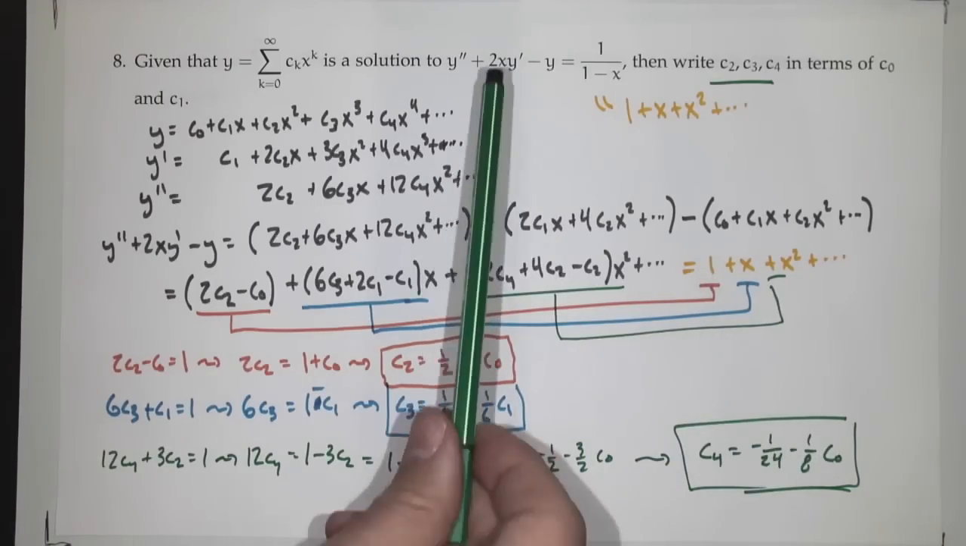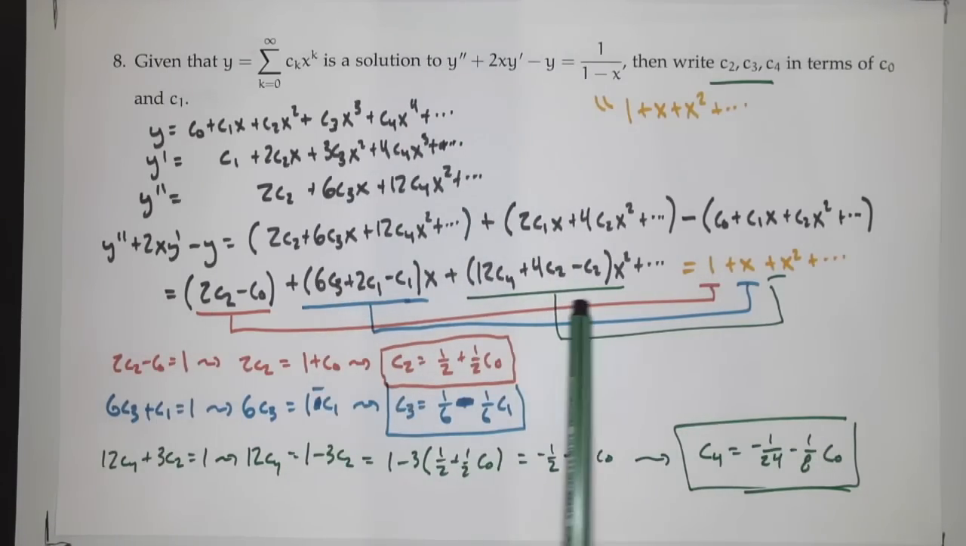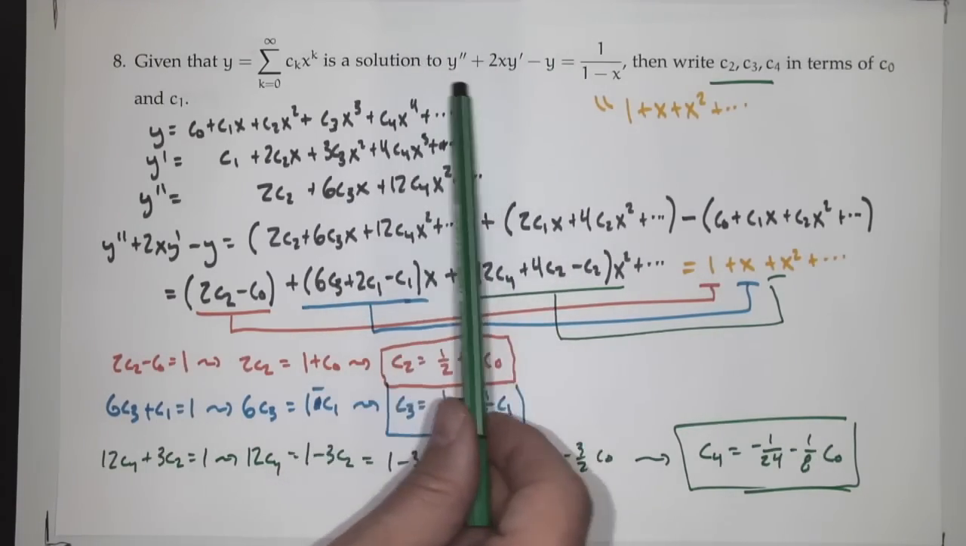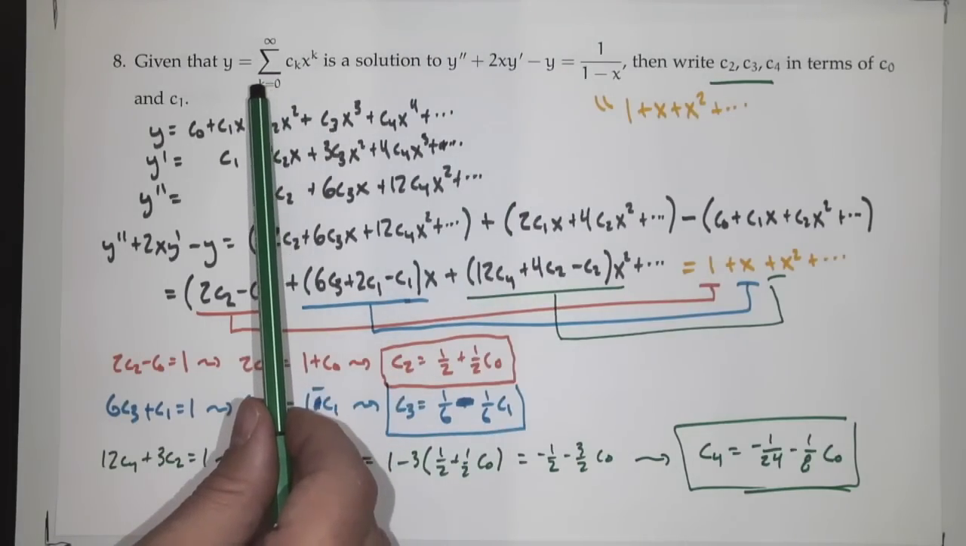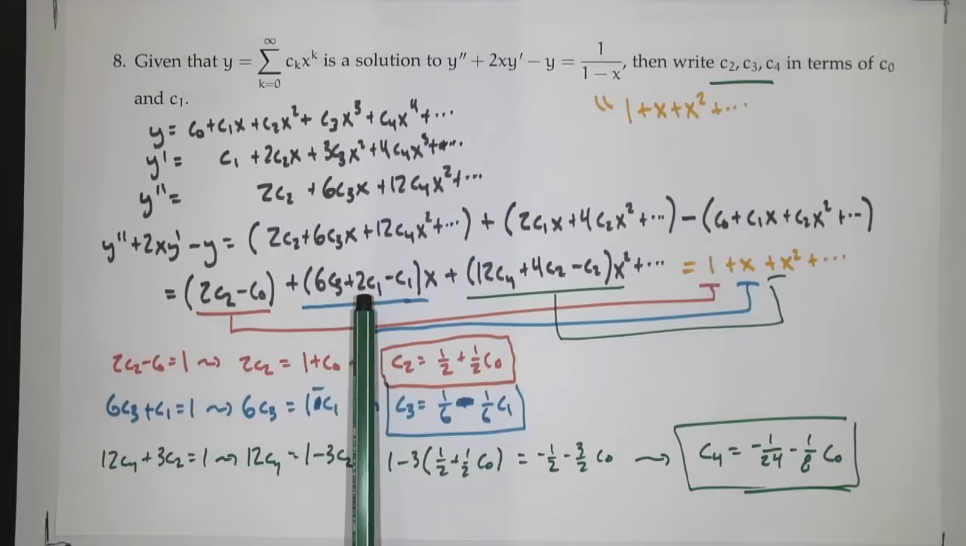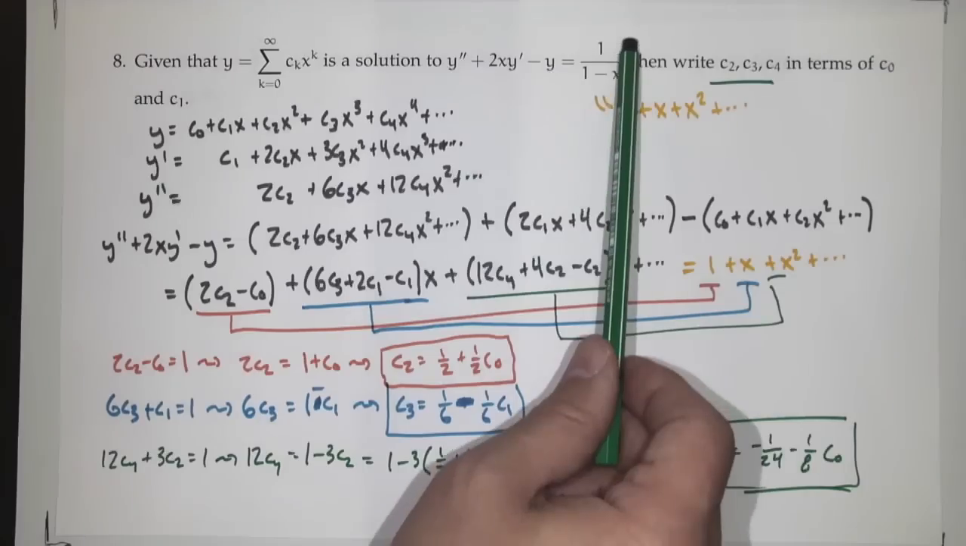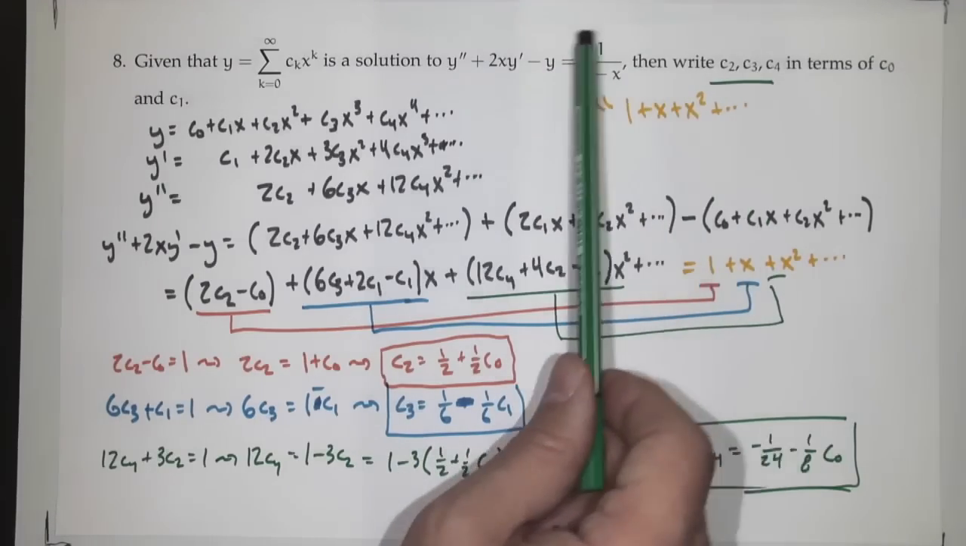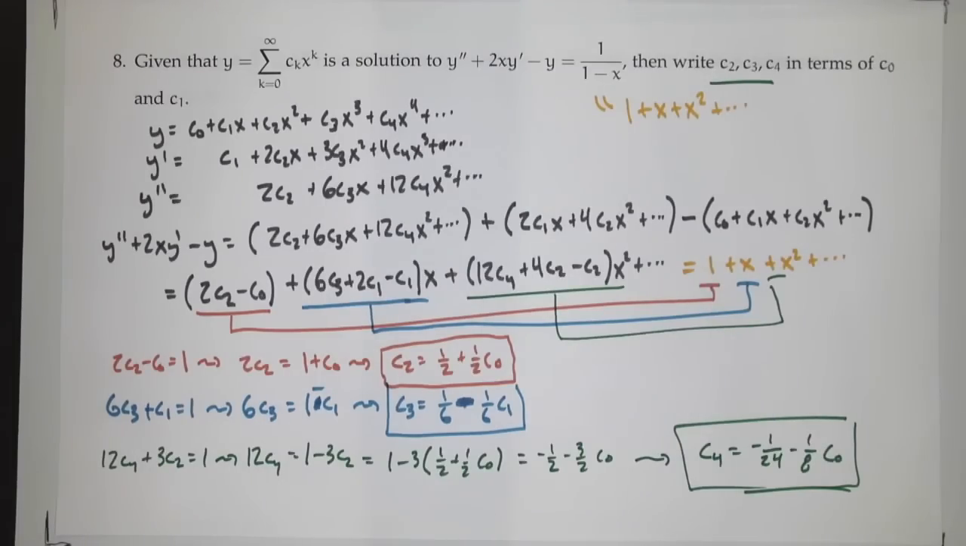Yeah. Well, because this left-hand side is what you get when you plug in y equals this into this expression and gather your constant, x, and x squared. And then the right-hand side is the 1 over 1 minus x. So essentially, I'm comparing a polynomial to a polynomial. And then I'm just making sure coefficients line up.